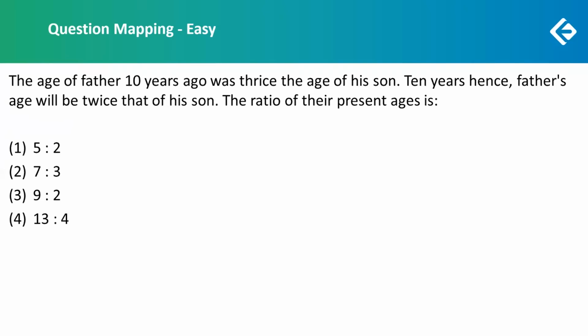Next, we had a very easy question on ages, ratio and proportion. It was given that the age of a father 10 years ago was thrice the age of his son. So 10 years ago, we could have taken son's age to be X, father's age to be 3X, and proceeded from there to find the ages 10 years hence. Father's age will be twice that of his son. Form the equation, find the value of X, and therefore find the ratio of their present ages.